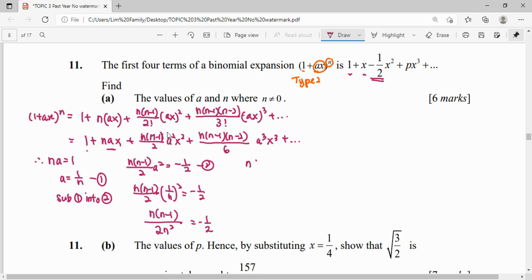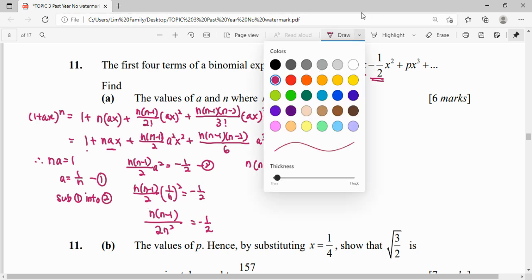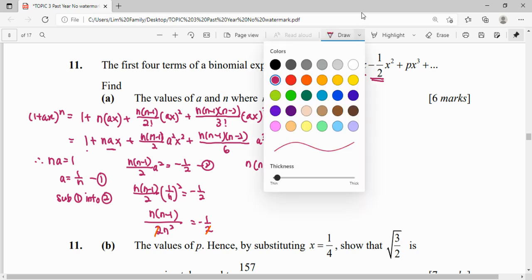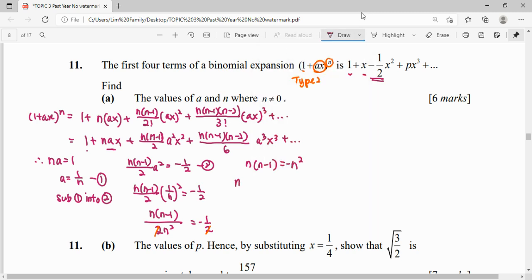We will get n minus 1 equals to negative n squared, because the 2 we can simplify. When we move 2 to the right hand side, the 2 is dividing, becomes 1. So now we get a quadratic here. We rearrange our quadratic, n squared plus n squared, then minus n equals to 0. So 2n squared minus n equals to 0, which factorizes into n(2n minus 1). So n equals to 0, and another one, n equals to 1 over 2.